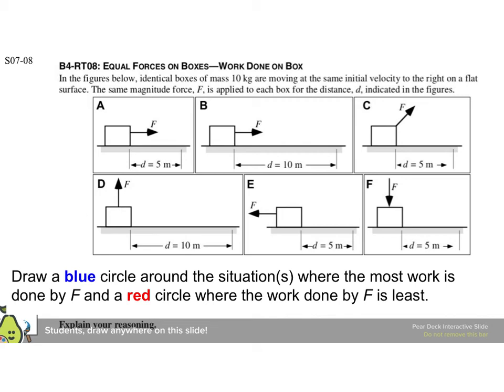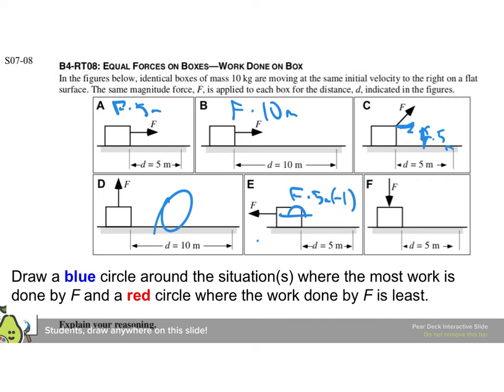Probably the easiest thing to do is actually just compute the works. So for A, it's going to be F times 5 meters. And for B, it's going to be F times 10 meters. So we already see that B is more than A. For C, it's going to be something less than F times 5 meters, because we have only this component that matters. For D it's going to be 0. And here it's going to be F times 5 meters times the cosine of 180, which is minus 1.